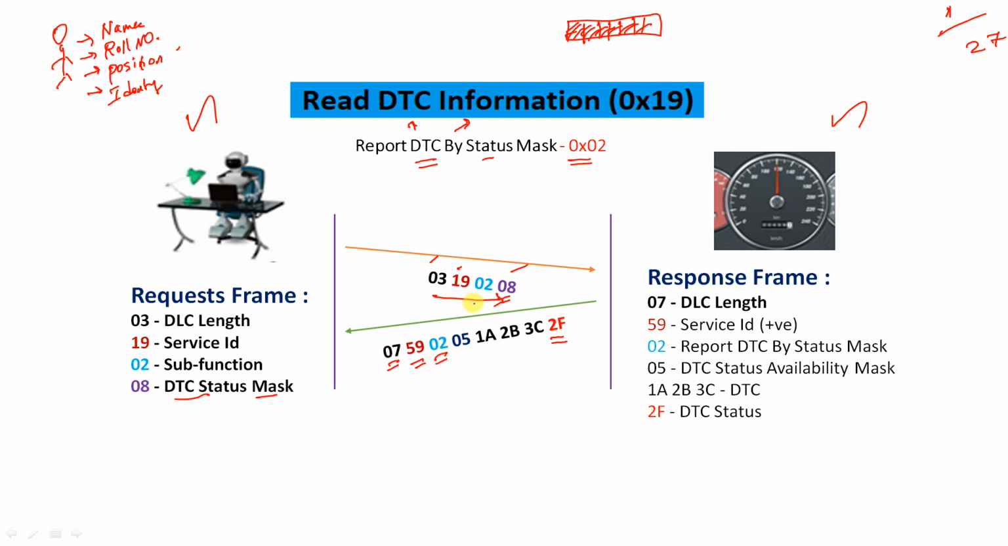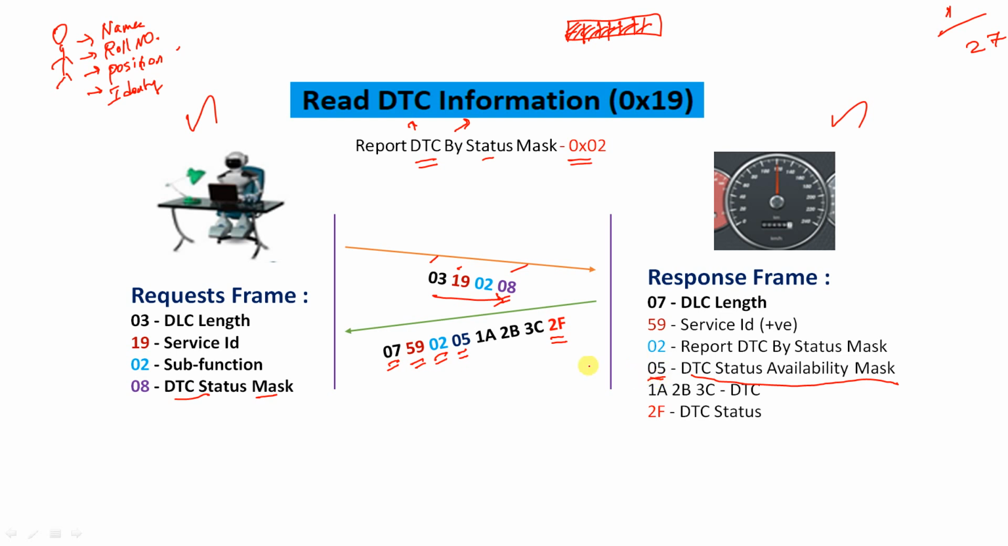02 is again the subfunction we used. Then 05 is equivalent to this DTC status mask. So 05 gives the DTC status availability mask. This is the status mask, and this is the DTC status availability mask. The ECU is responding with an acknowledgement, saying, boss, yes, for your DTC status mask I am giving the DTC status availability mask, that is 05.